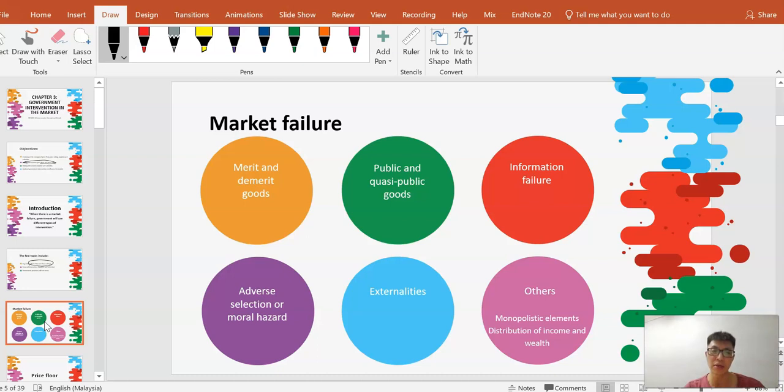Number four is adverse selection and moral hazard. It's more like the derived form of information failure. Adverse selection is just like when we want to choose something, we end up choosing the wrong thing again and again because we don't have enough information. And moral hazard is more towards that we tend to employ someone who, when we monitor them, acts very good.